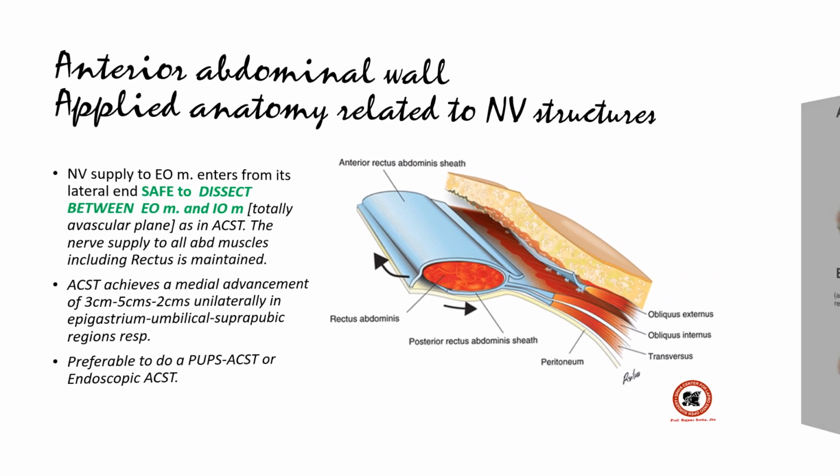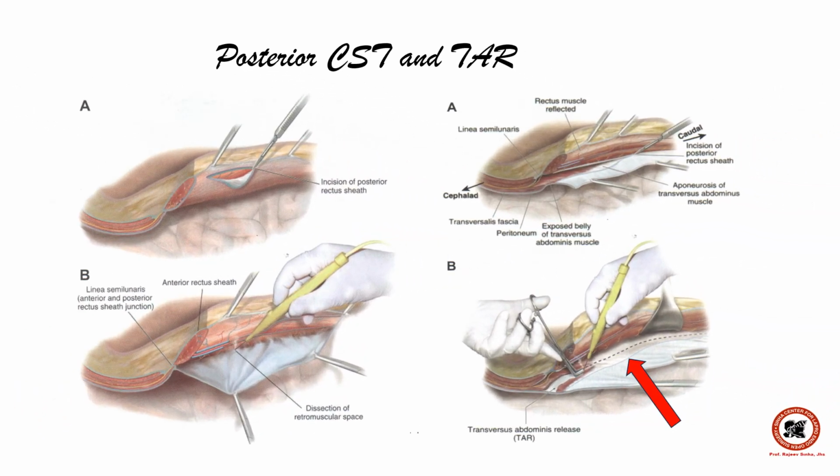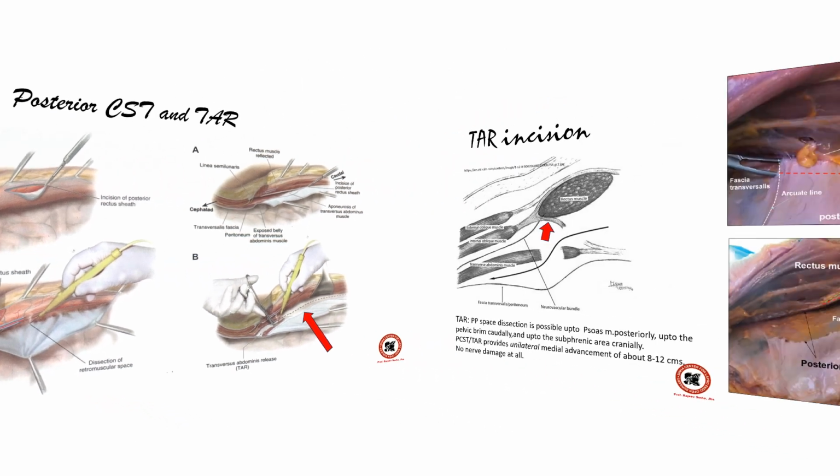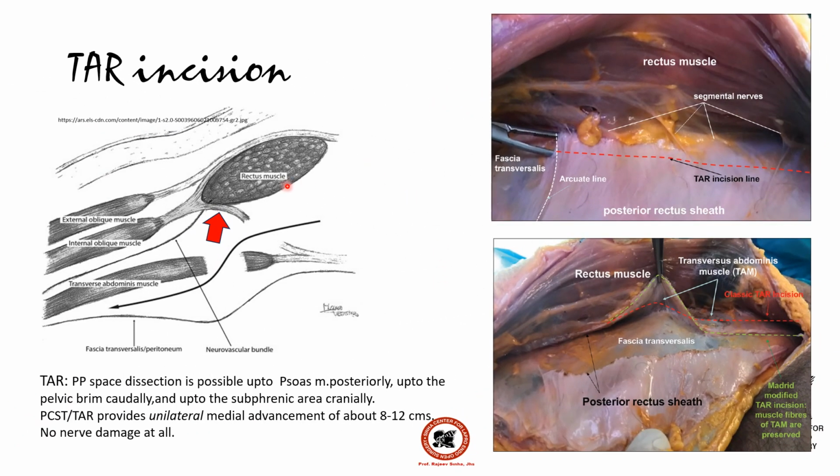What about the posterior CST and TAR? So this is the posterior CST. I think a better depiction would be available in the next figure. And if you look at this figure, see the rectus abdominis, the 3 muscles out here. So you're doing just a plain and simple posterior CST. You cut here. This is the posterior rectus sheath. You cut here. See, this is the transection and just mobilize. That is a posterior CST.